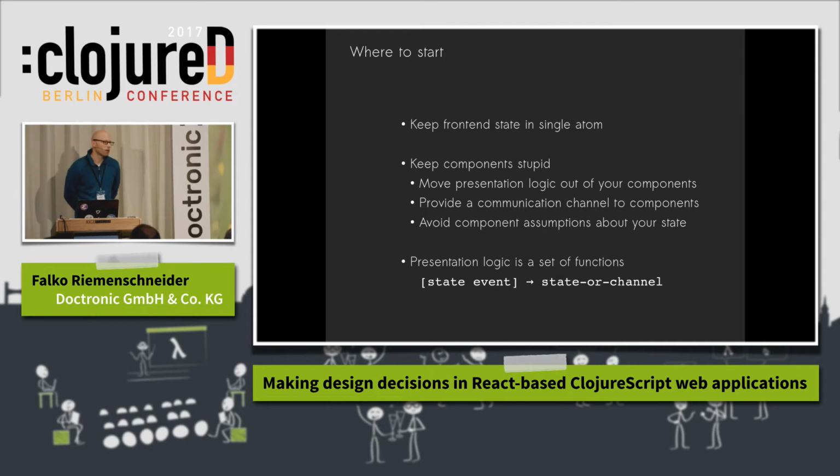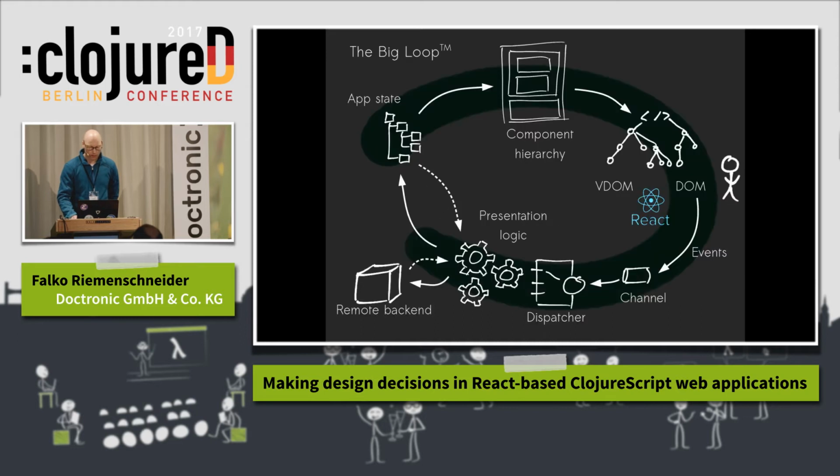And finally, I'd like to have all my presentation logic in a very uniform way. So they should just form a set of functions, and each function transforms existing state and an event to a new version of state or a channel, for example, if you have to do some remote communication in between. And if you try to follow these rules, you quickly end up with this idea, which I call the big loop. And if you look, for example, into Om Next, or if you look into Re-frame, then you will recognize that they also follow this idea of the big loop.